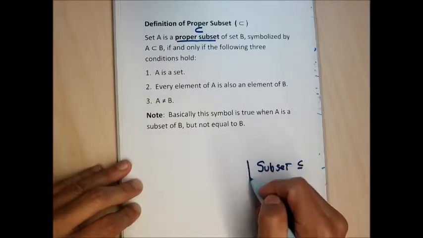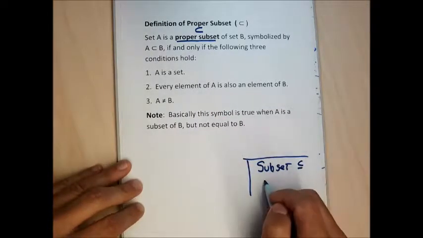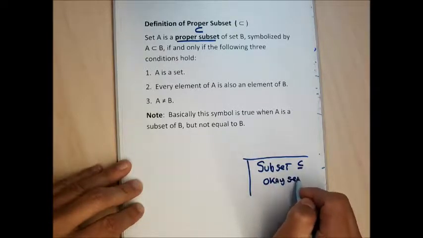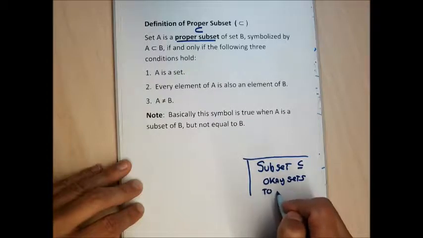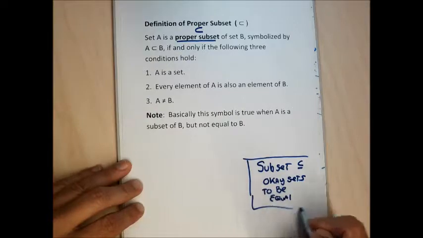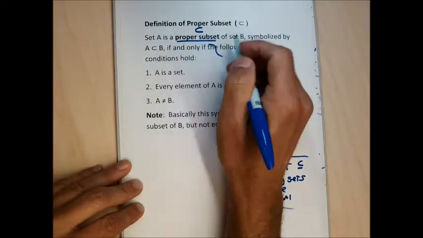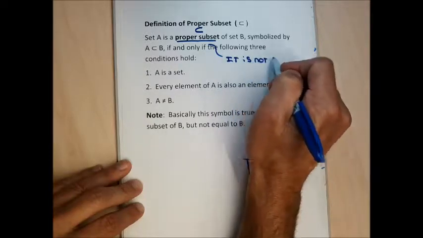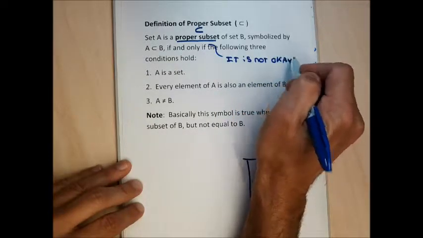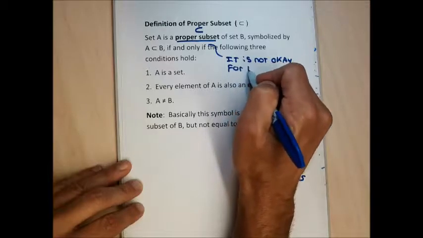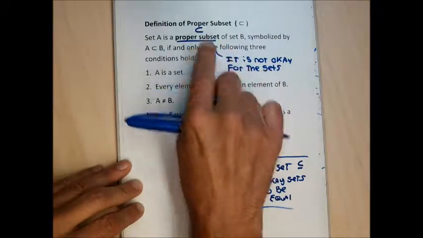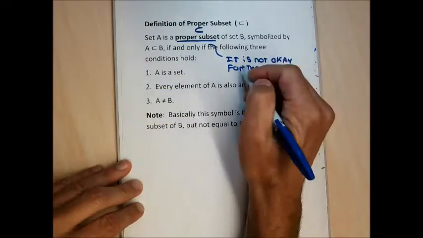So for the definition of subset, it's okay for the sets to be equal. But for the definition of proper subset, it is not okay for the sets to be equal. That's why we remove that line. That line I think of as an equal sign.